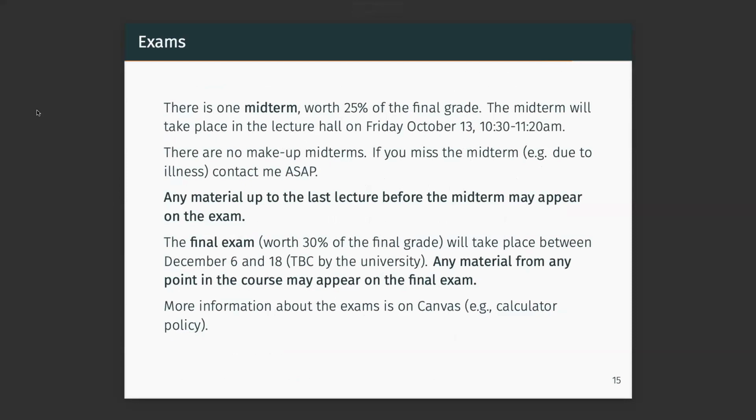Okay, so there's one midterm on October 13th that will be held in this hall here. That will cover any material up until that point, so basically from Friday's lecture onwards. There aren't going to be any makeup midterms. So if you miss the midterm, we'll come up with an alternative arrangement in terms of reweighting your grade. Again, let me know. But that has to be a decent reason, not just that you didn't feel like coming in. The final exam will be cumulative, so that'll be material from any point in the course.